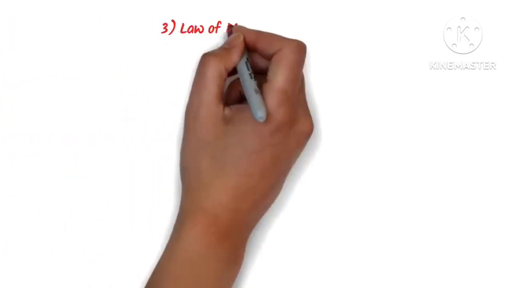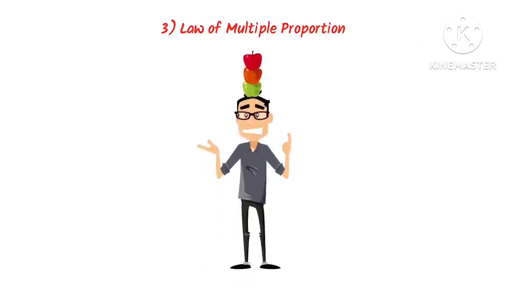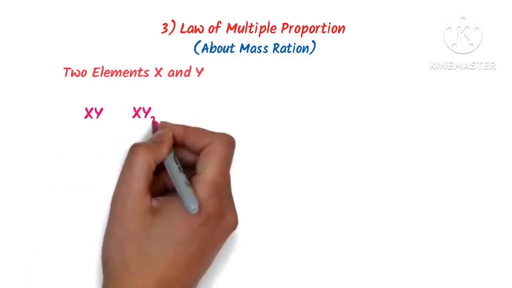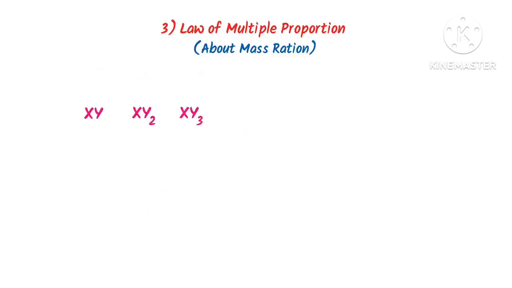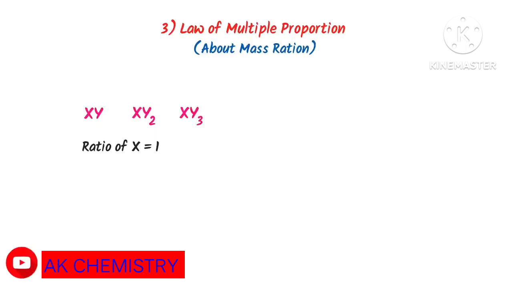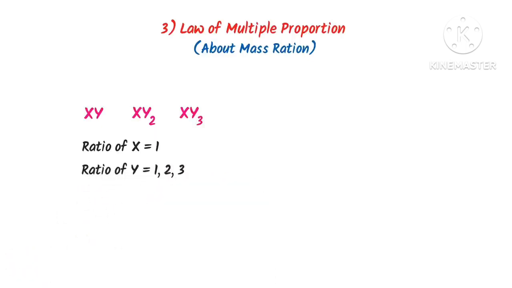The third law is law of multiple proportion. It is very difficult for students, but I will crack it. It is also based on ratio of mass. Now consider 2 elements like X and Y. Let them form 3 different compounds, XY, XY2, XY3. Now we can see that the ratio of X in all these 3 compounds is 1, while the ratio of Y in all these 3 compounds is 1, 2 and 3.